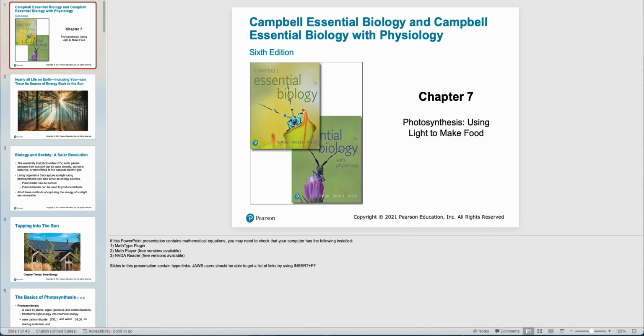To 1308 web series, chapter 7, Photosynthesis, using light to make food. Now we're going to start with chapter 7, Photosynthesis here, but before I do, we always need to compare it to chapter 6 on cell respiration.